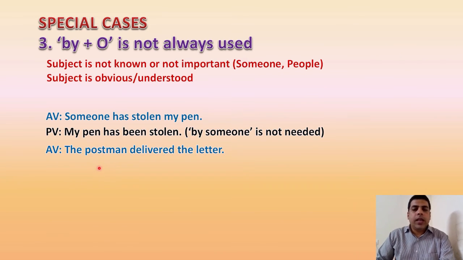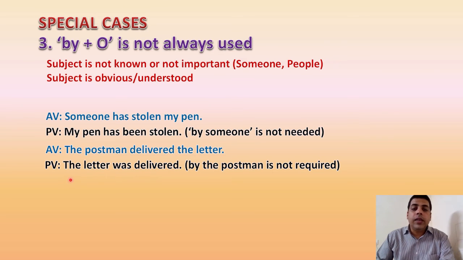The postman delivered the letter. Now in this case, what happens here? Delivered the letter. The letter is supposed to be delivered by whom? Normally the postman. It is obvious. It is understood. We don't find, let's say, a doctor coming and delivering a letter. You don't find a policeman coming and delivering a letter. In that case, what are we supposed to do? Not to mention the postman. By the postman, we are not supposed to use because it is obvious. A postman only is supposed to come and deliver the letter. So the answer will be: the letter was delivered. By the postman is not at all required.